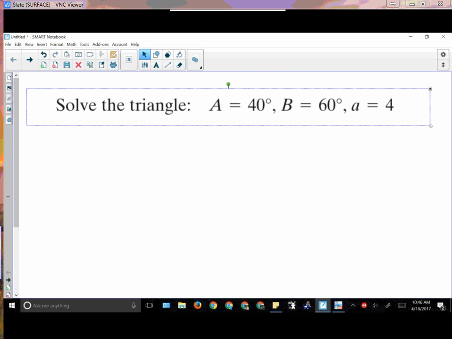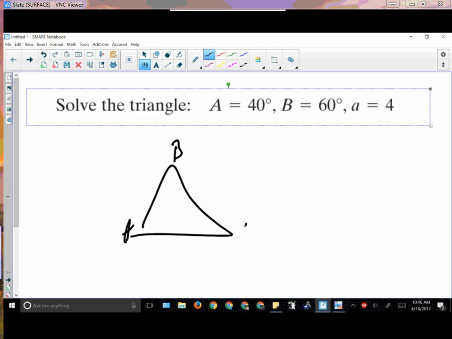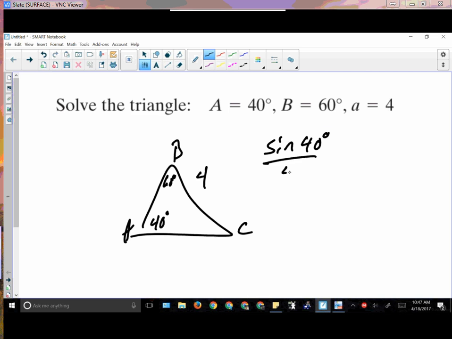So I need to solve a triangle that's set up like this. I've got A, I've got B, and I've got C, correct? Angle A is how many degrees? 40. B is 60 degrees. I don't know what C is, but the side opposite A is 4. Okay. So this tells me that the sine of 40 degrees over 4 should be equal to the sine of 60 degrees over B. Okay. That's one of them, right?